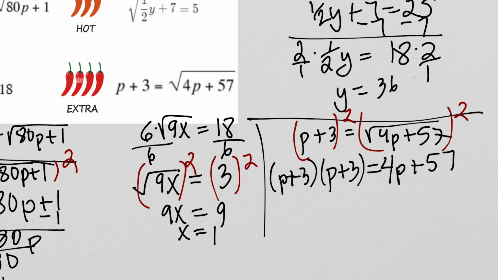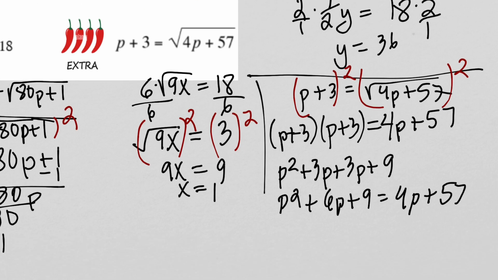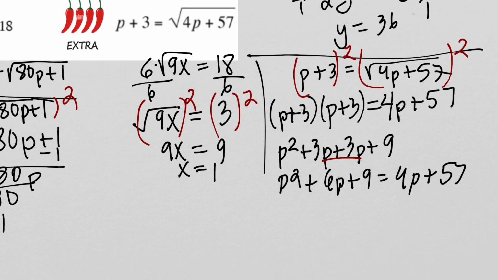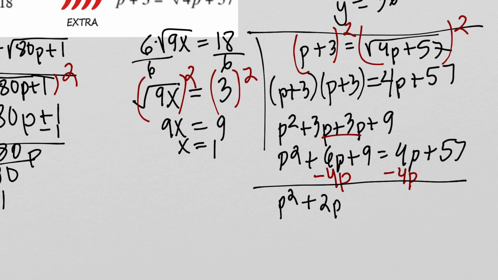Then you need to go through your FOIL or your grid board. And when I do my FOIL, I get p to the second plus 3p plus 3p plus 9. I combine my two like terms here, and I get p to the second plus 6p plus 9 to equal the right. All right, this is the one that leads to factoring. So I'm going to subtract 4p. Got p to the second plus 2p plus 9 equals 57.